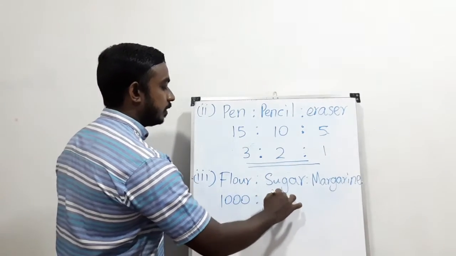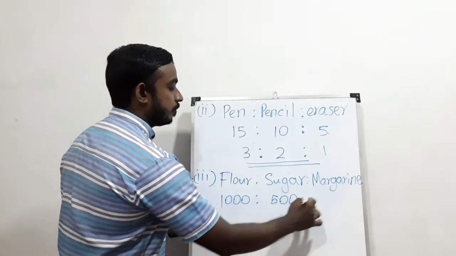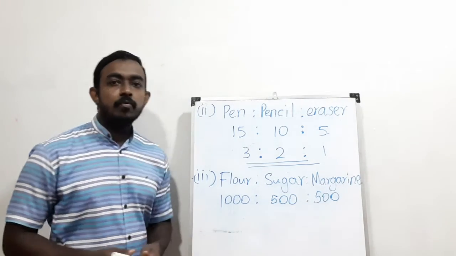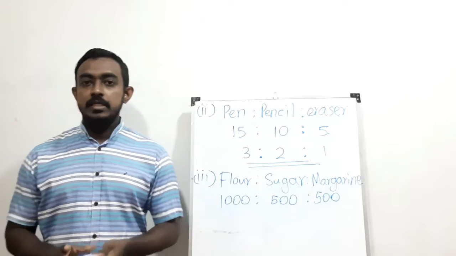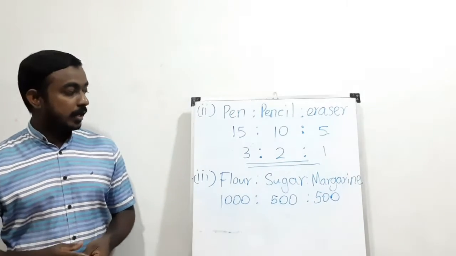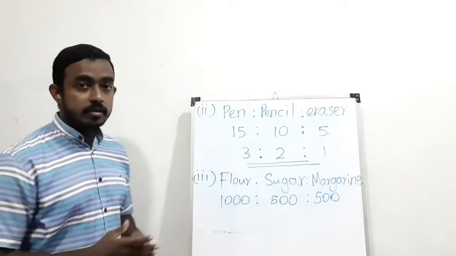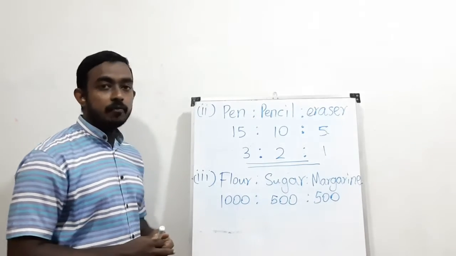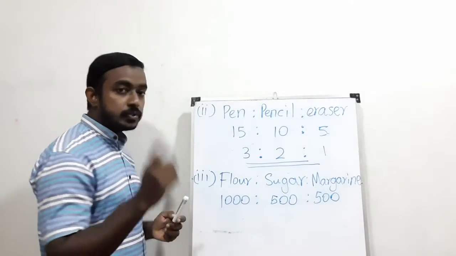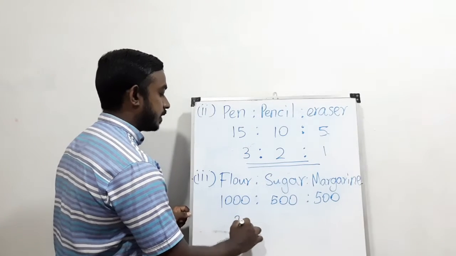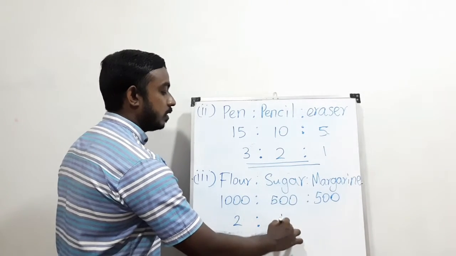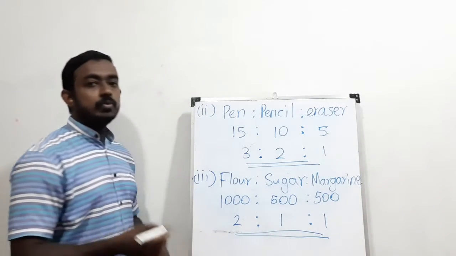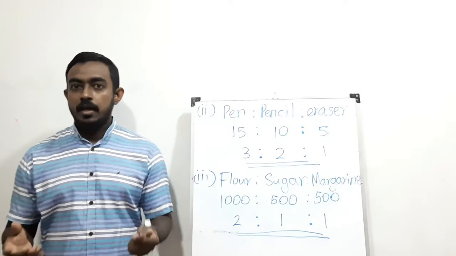1000, then 500, then again 500. Now we can write these terms in the simplest form by dividing by the highest value which can divide these three terms. So we can divide all these three terms by 500. Now you know that there are two 500 inside of 1000, and 1 and again 1. So therefore our answer is 2 to 1 to 1. So it's easy, as you can see.